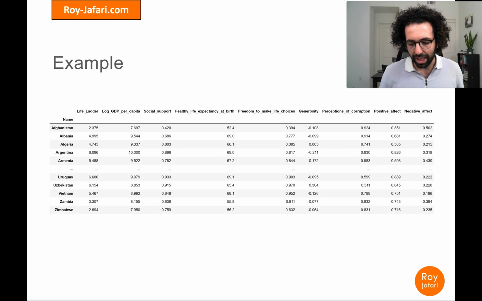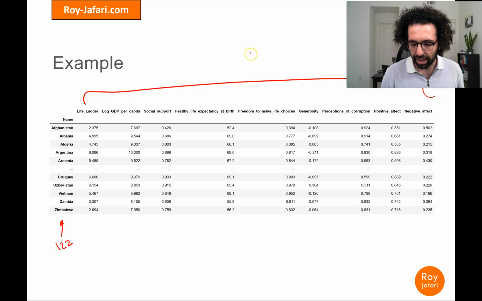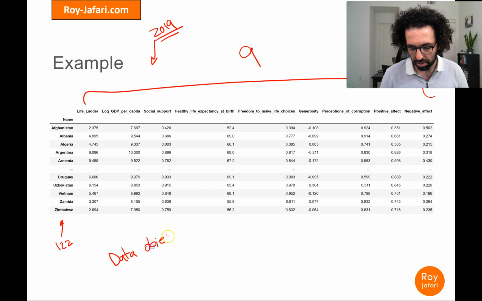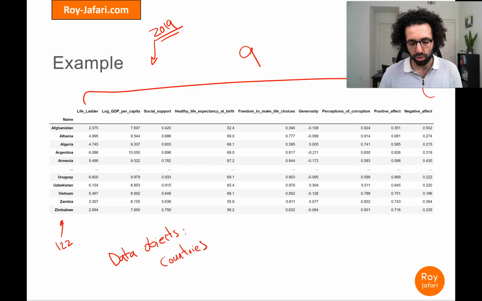So let's go ahead and cluster the 122 countries that we have here based on the 9 happiness indices of 2019. I mean, the 2019 is not written here, but this is the data for 2019. So we want to see if there are meaningful and inherent clusters among different countries. So our data objects here are our countries. Alright, so this is what we want to do.